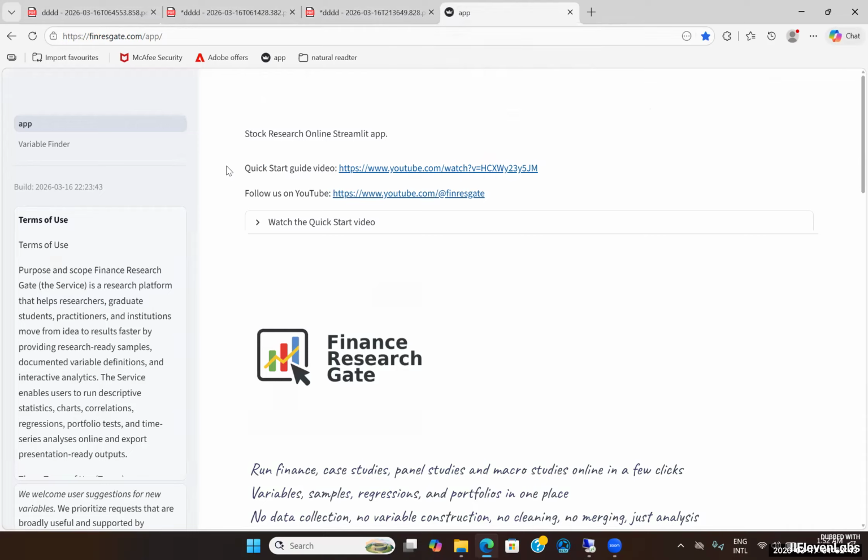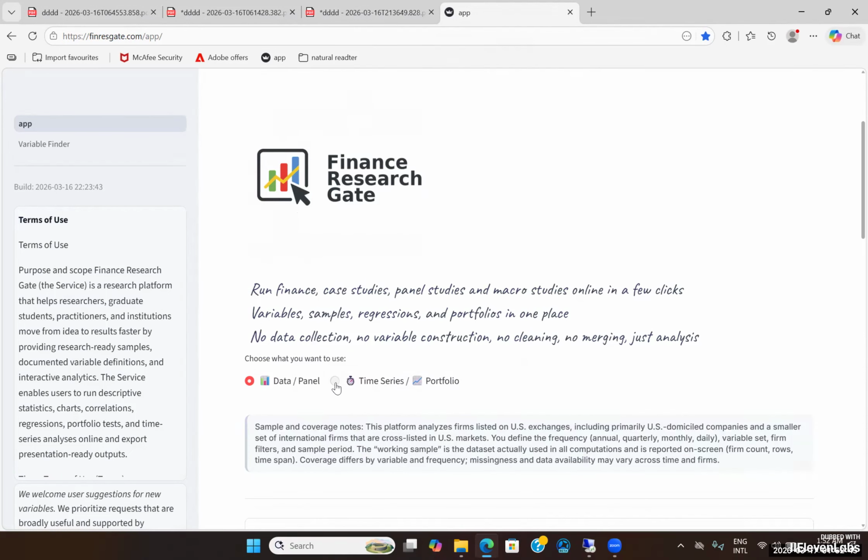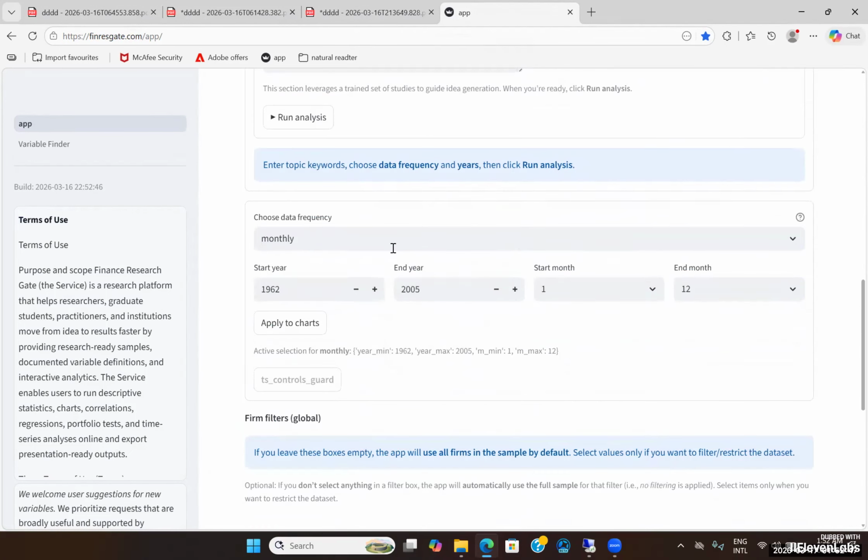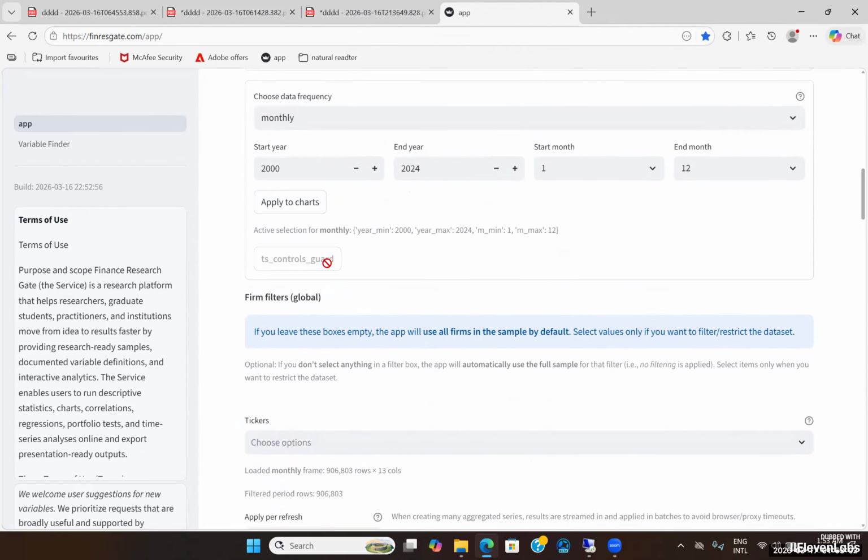Let's proceed to apply this now by using the Finance Research Gateway. I'll now select the time series data set for our analysis. Our chosen time period will commence in the year 2000 and conclude in 2024. With these settings confirmed, we'll apply the filters. This brings us to the crucial next step in our analysis.